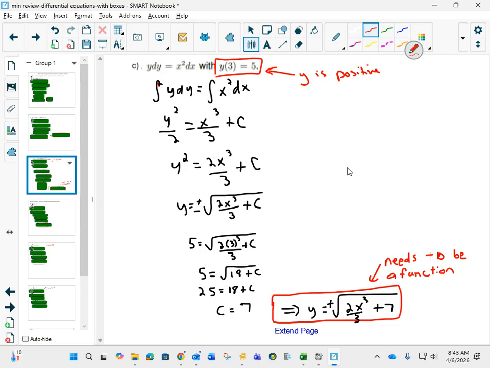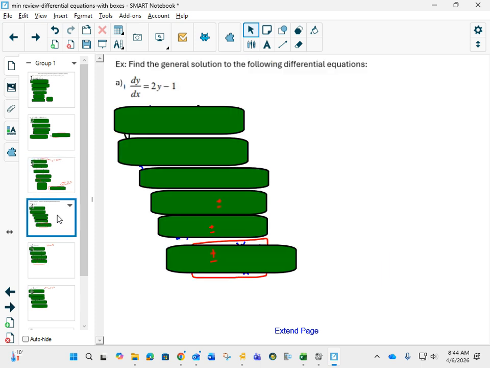So the fact that y is positive tells us right here only to use the positive one when solving this and not the negative one. And same thing, when we write our final function, we don't have the plus or minus, we only have the plus there because our initial condition told us that the y had to be positive. So these were all particular solutions. They gave us an initial condition. These next couple questions are just asking us to find the general solution.